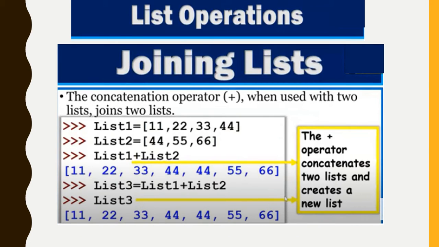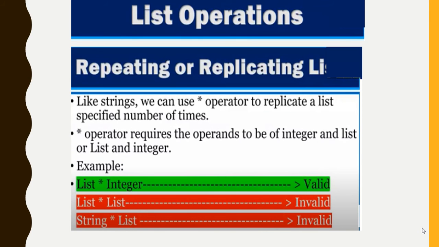Now let us join here. See the operator. List 1 is 11 22 33 44, list 2 is 44 55 66. If I concatenate list 1 with list 2, first all the elements of list 1 come and then the remaining elements of list 2. List 3 equals list 1 plus list 2. If you print the list L3, the same elements are printed. This is the newly concatenated list of L1 and L2. The plus operator concatenates two lists and creates a new list.